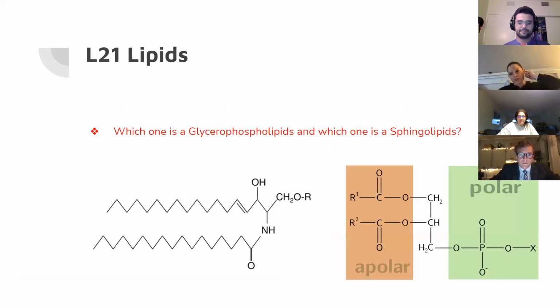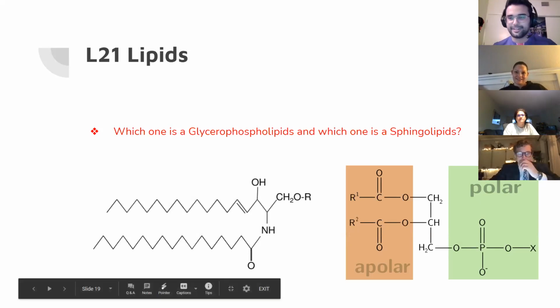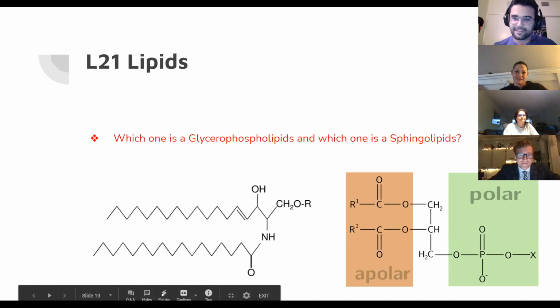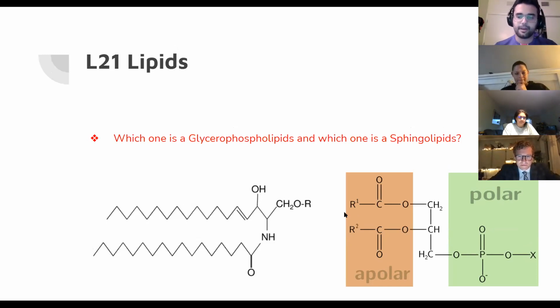The one with the phosphate group is our phospholipid. Can anybody tell me why the left one is our sphingolipid? See, our left one here is a sphingolipid because we have an amide linkage. You see that nitrogen right there, creating that amide linkage. So that's one big way of knowing it. It's based on what they're bonded to.